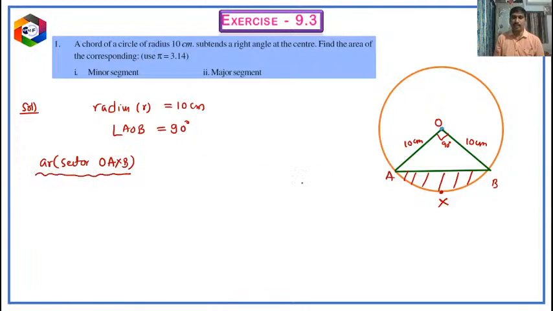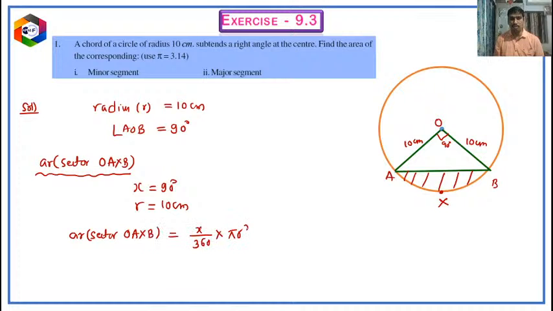To calculate this, the angle at the center, x, is equal to 90 degrees and R is equal to 10 centimeters. Now the area of sector OAXB will be equal to, the formula is x by 360 into pi r square. x is 90 by 360 into the pi value, let us make it 3.14, into r square. R is how much? 10 into 10.